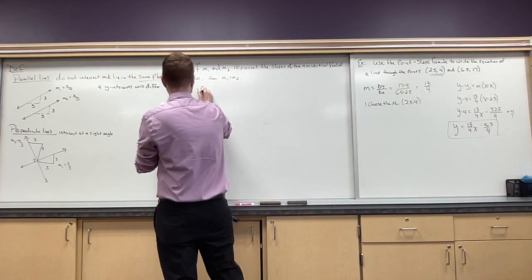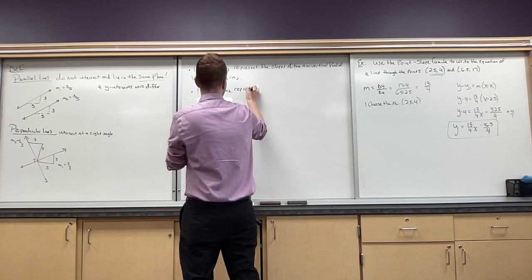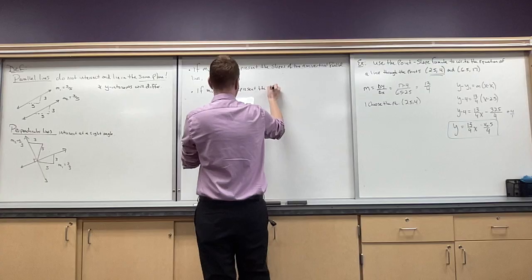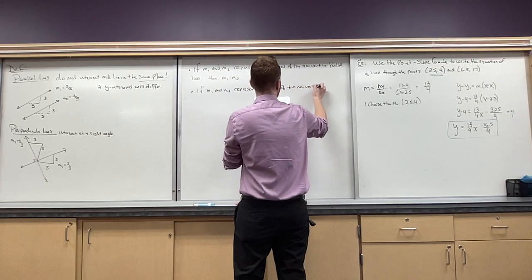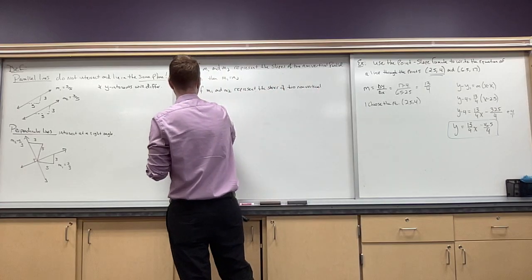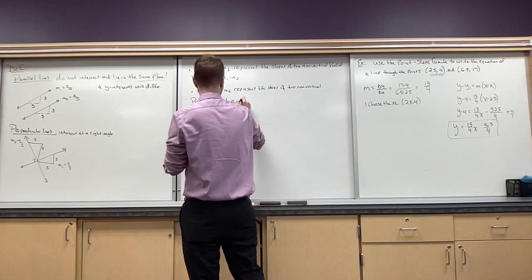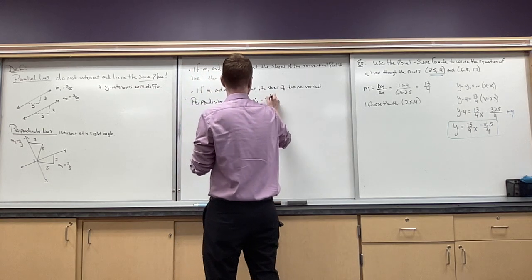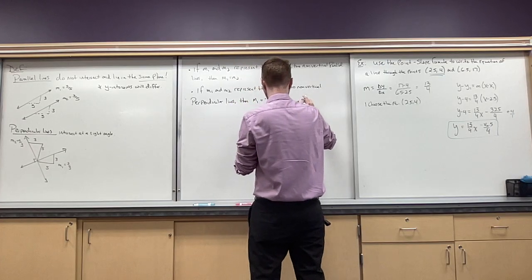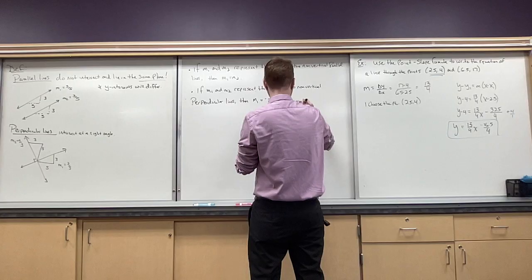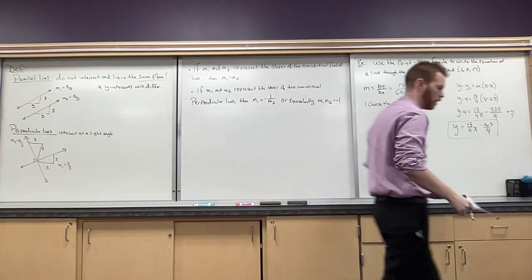Okay, next little fact. If M1 and M2 represent the slopes of two non-vertical perpendicular lines, then M1 equals negative 1 over M2, or equivalently, M1 multiplied by M2 equals negative 1.